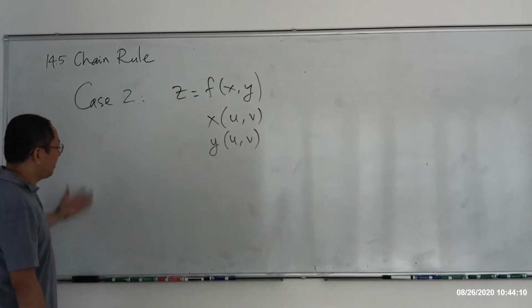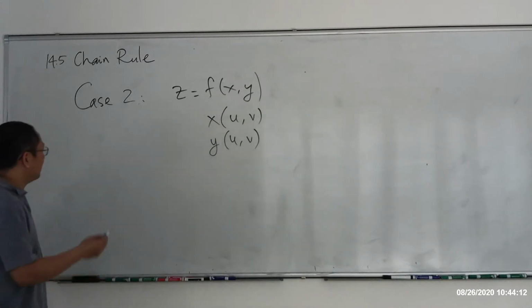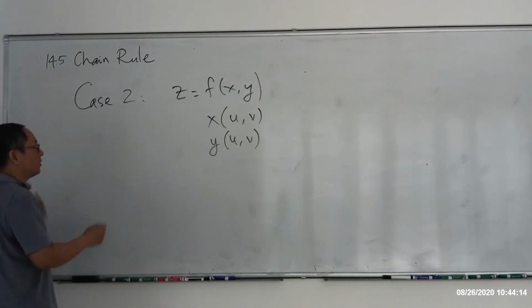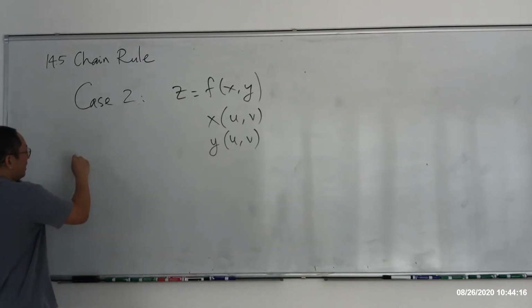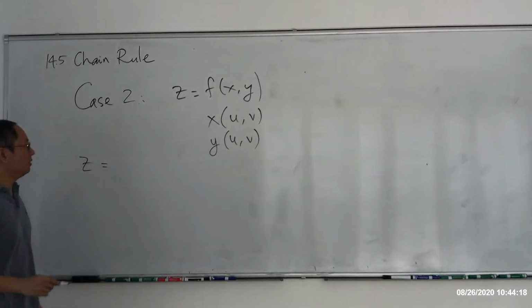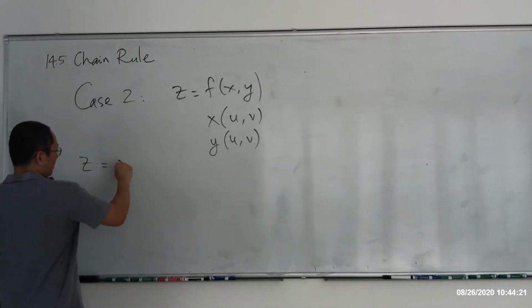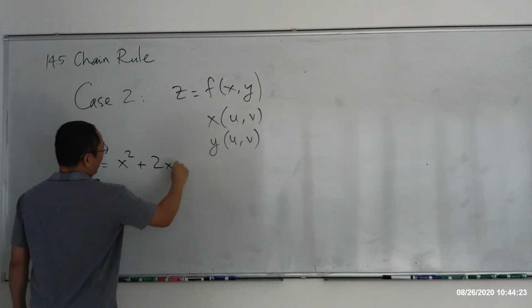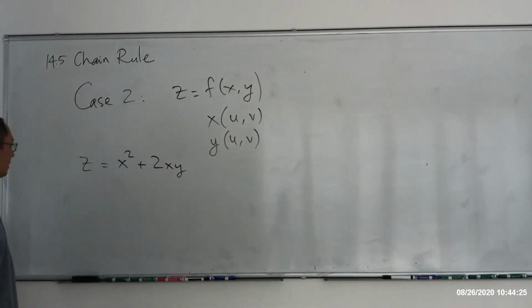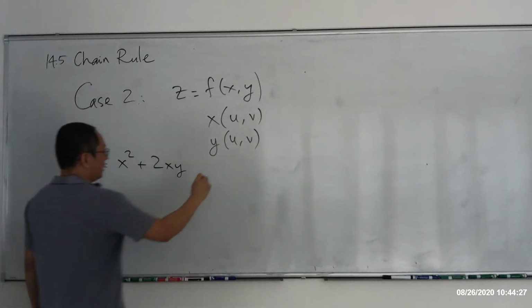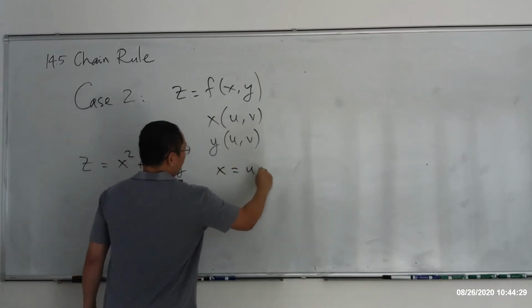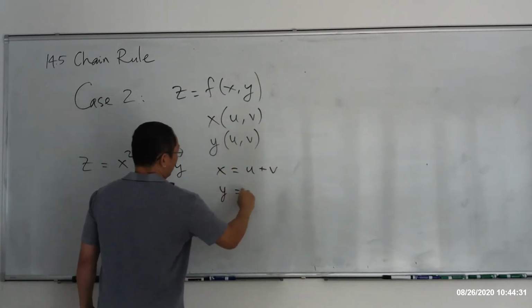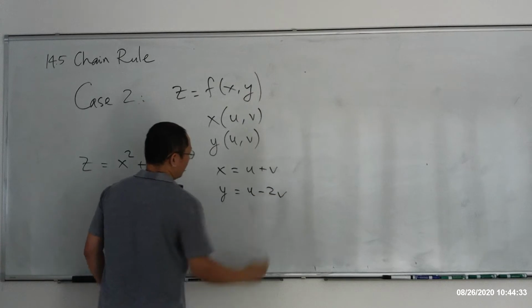So I think before I give you the formula, I should give you an example of the function just to demonstrate it. Say I got z is equal to x squared plus 2xy. Try to make it easy for myself, okay? Where x is equal to u plus v and y is equal to u minus 2v. Okay?